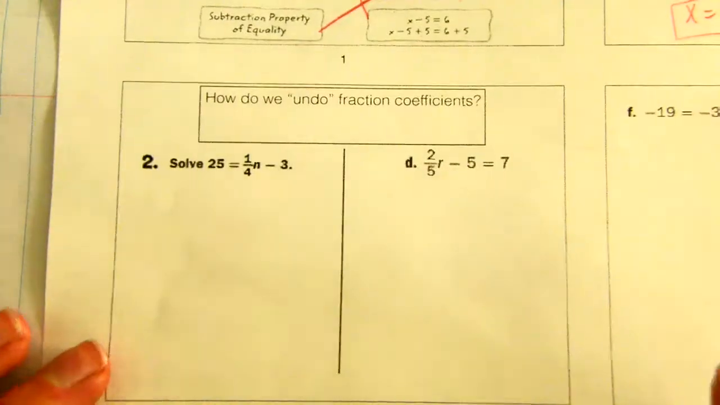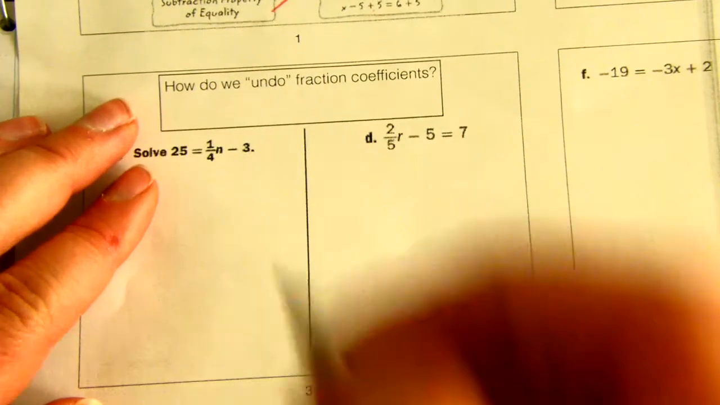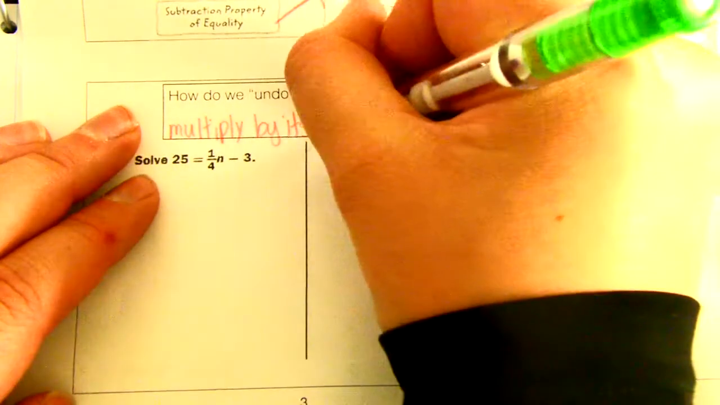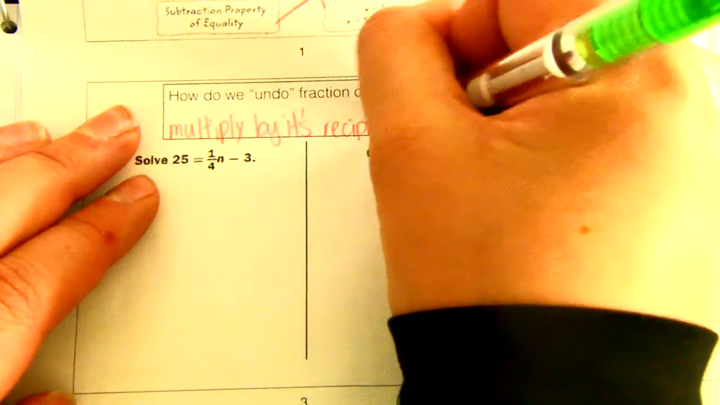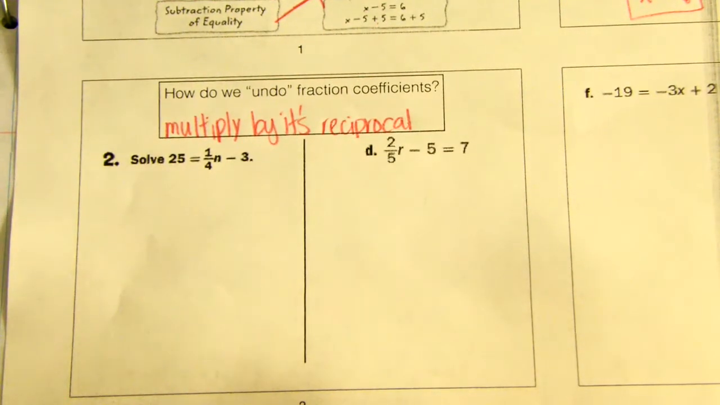So this is what we talked about yesterday. How do we undo fraction coefficients? You could say divide by the fraction, but that's the same as multiply by its reciprocal or multiplicative inverse, whichever one you want to write in there.